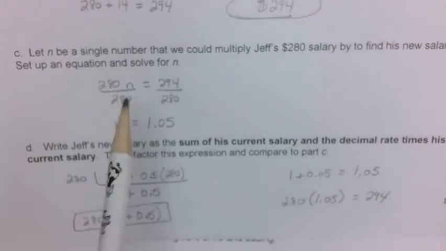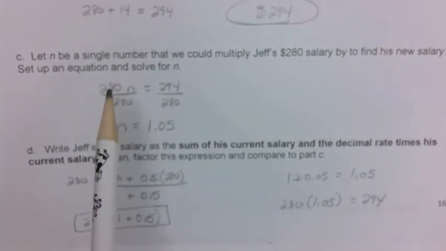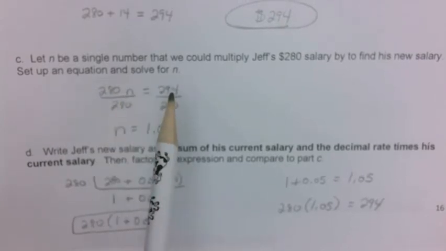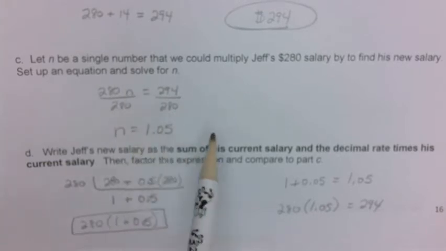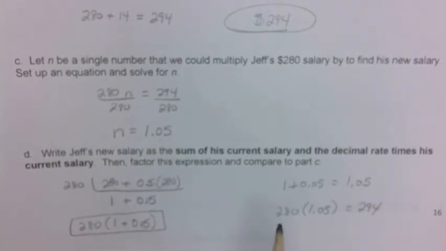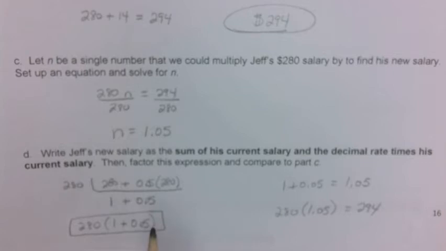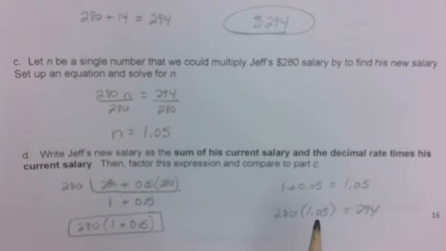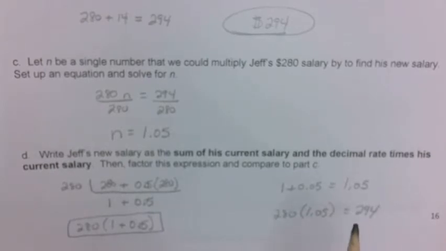Okay, we said here in question C that we could easily just take 280, the old salary, and multiply by some number n to equal the new salary. And we calculated that that number would be 1 and 5/100ths. And then we just proved that down here as well. If we wanted to show that we were going to get a 5% increase, all you have to do is take 280 and multiply it by 1 plus the decimal equivalent of 5%, which was 5/100ths. 1 plus 5/100ths is 1 and 5/100ths. So the old salary times 1 and 5/100ths, because that's the 5% increase, equals the new salary.